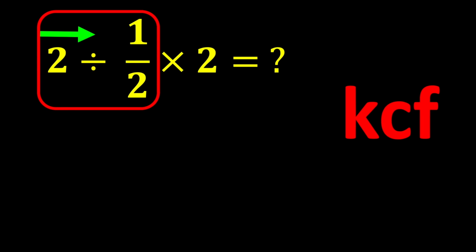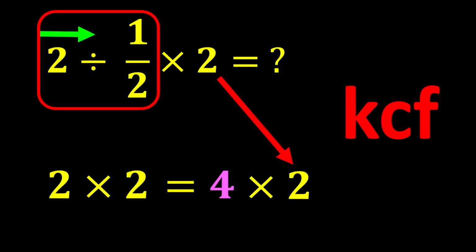the second number. According to the KCF rule, we keep 2 as it is, division changes to multiplication, and we flip 1 over 2. 2 multiplied by 2 gives us 4. In the end, we must calculate 4 multiplied by 2, which gives us the final answer of 8.